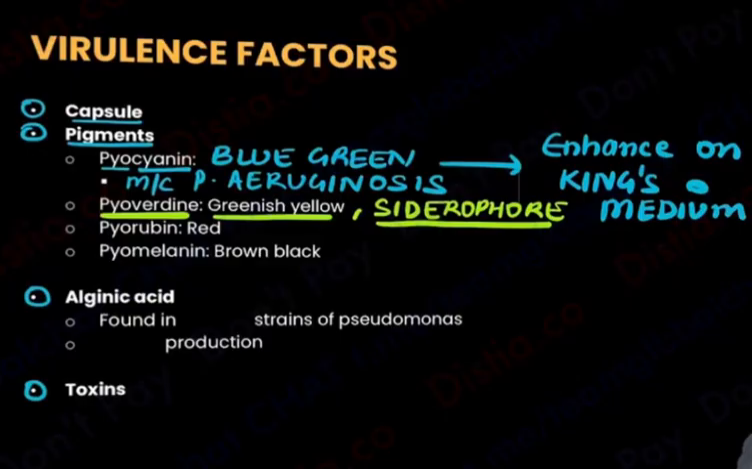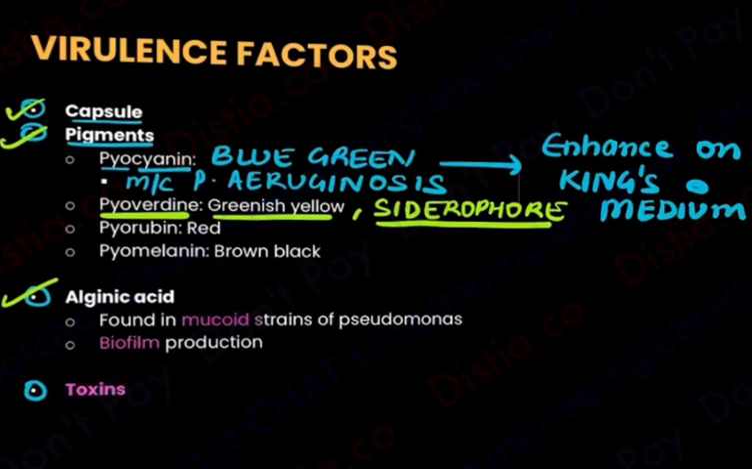Okay? So coming back, you're done with all the pigments and the capsule. Then there is something called alginic acid. Alginic acid basically helps in making a biofilm. So whatever slimy layers there are, the mucoid strains. So all the mucoid strains of Pseudomonas will make a biofilm made up of alginic acid.